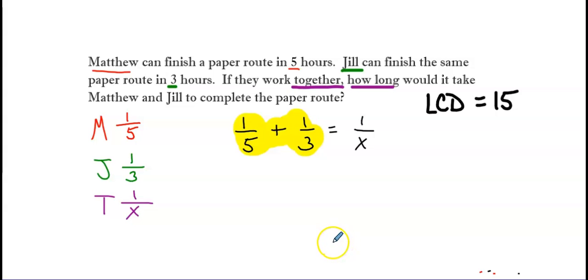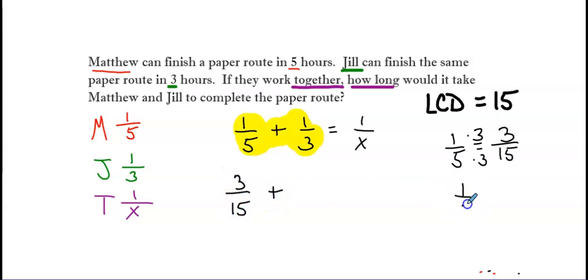If I want to change 1/5 to something over 15, 1/5 equals what over 15? Well, what do I have to do to 5 to get 15? I have to multiply it times 3. Well, that means I have to multiply times 3 in the numerator as well. So that's going to be 3/15. So then I'm going to rewrite this 1/5 as 3/15.